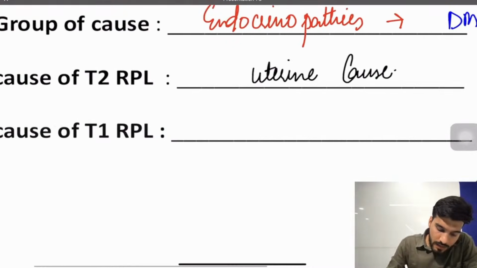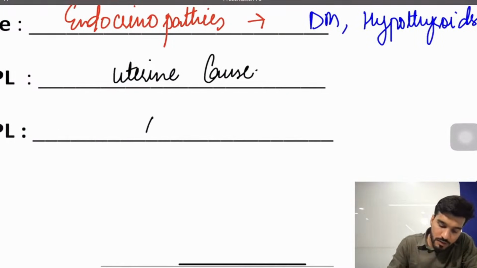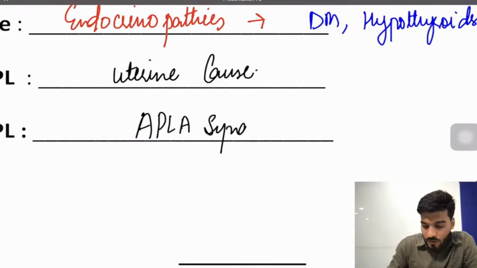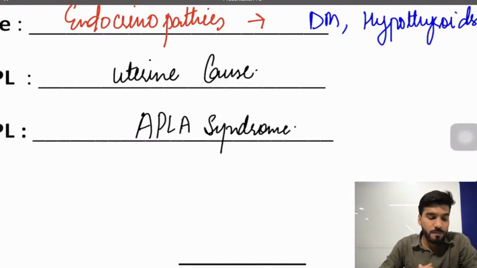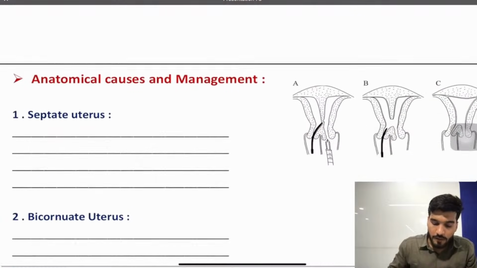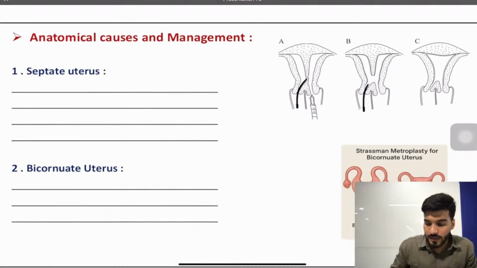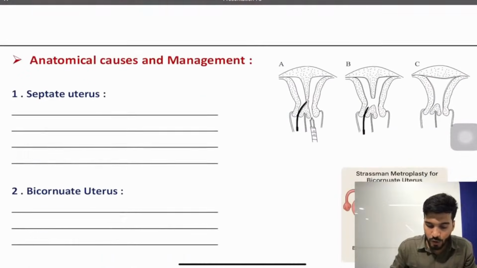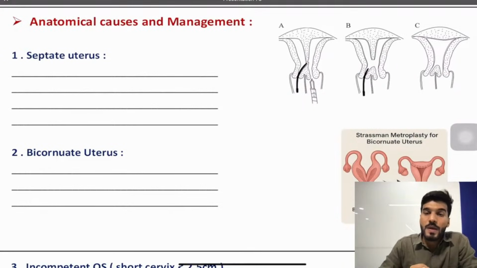Okay, and in case of a first trimester recurrent pregnancy loss, we have a syndrome called APLA syndrome. So what is this APLA syndrome? It's anti-phospholipid antibody syndrome. Now, after that, anatomical causes and management. Now let's discuss what exactly is septate uterus, what exactly is bicornuate uterus, and what exactly is incompetent cervix.